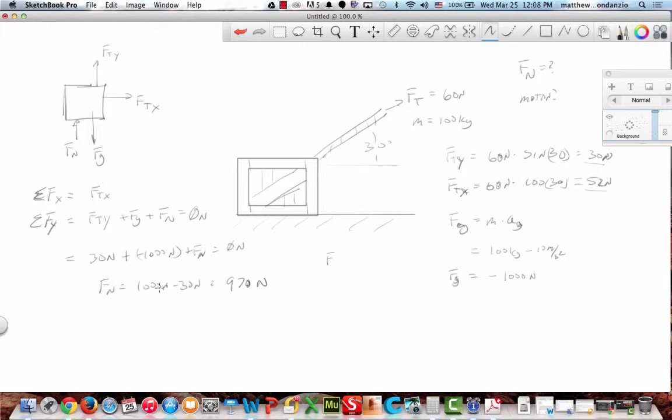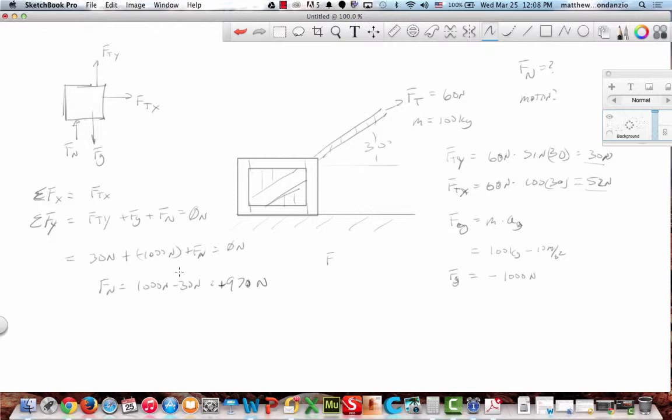Let's move on. So, what is the sign of my normal force? Positive or negative? Positive. What does that mean? What direction is my normal force now? So if my normal force is going up, what does that mean about the crate? If there's a normal force, what is the normal force? What kind of force? Why does it even exist?